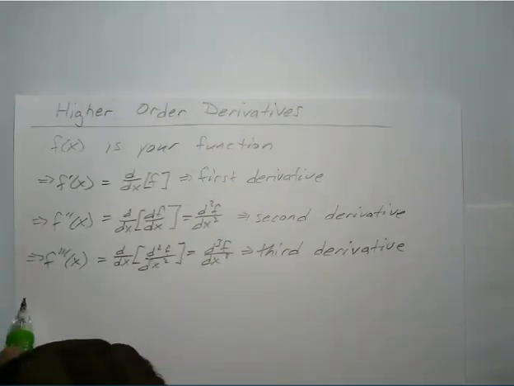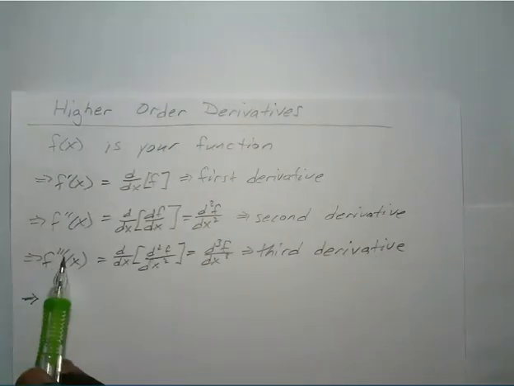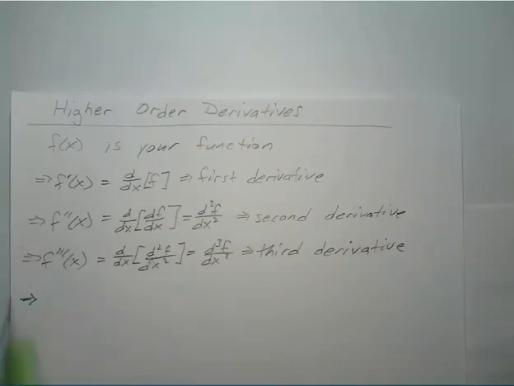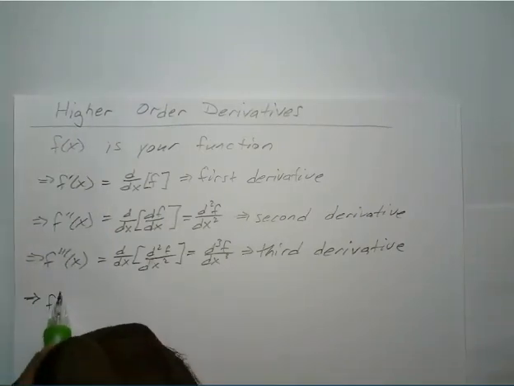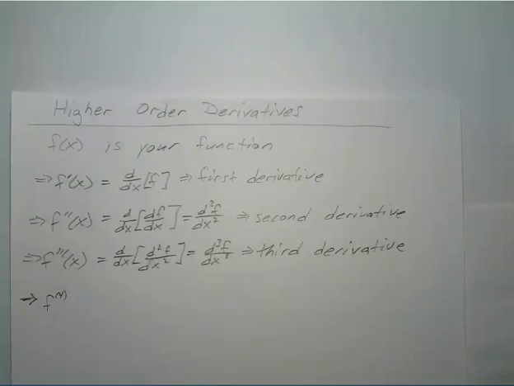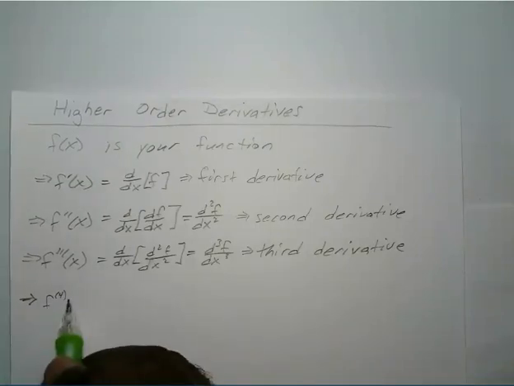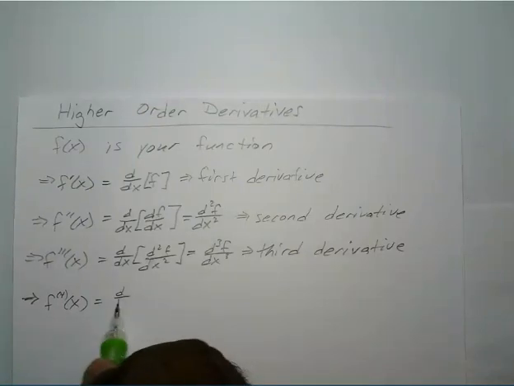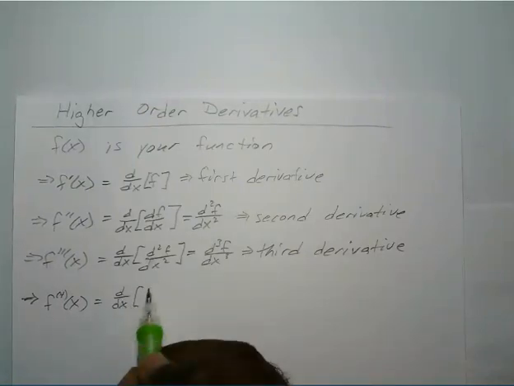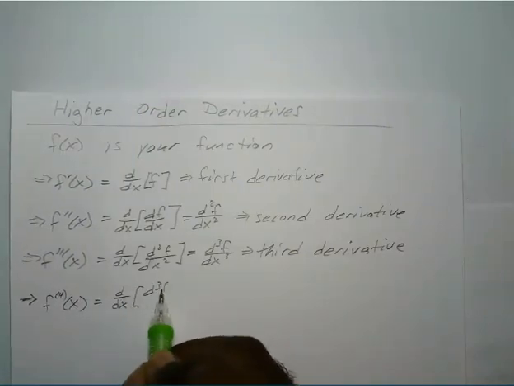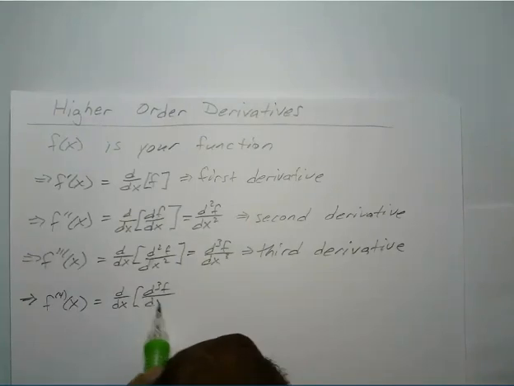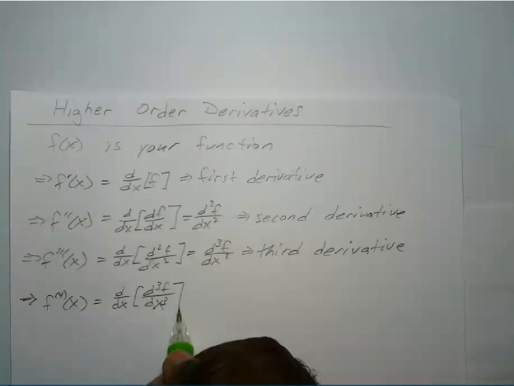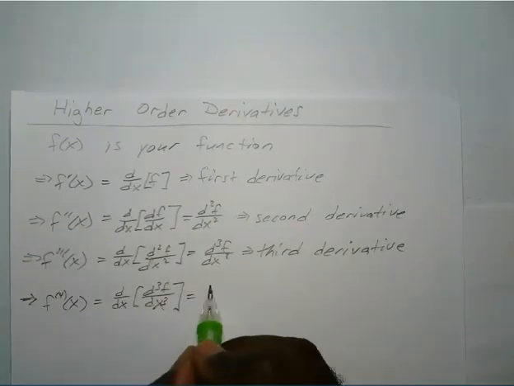Now anything higher than the third derivative will not have more slash marks in most cases. Usually they'll just have the actual numerical value. So that's the fourth derivative of x, which is just the derivative of the third derivative, which becomes your fourth derivative.